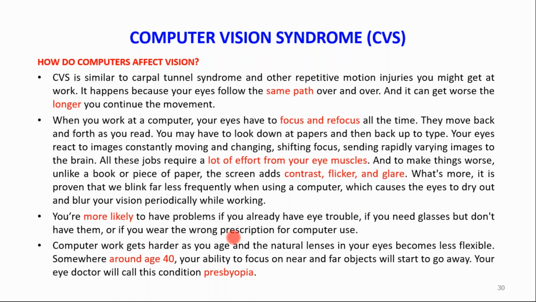Because normally when we are talking about age, 40 is the number where if your age is 40 plus, then your chances of suffering from this CVS are more, because your ability to focus on near and far objects will start to go away. Your eye doctor will call this condition presbyopia. So if your age is 40 plus and your ability to focus on the computer screen is going to reduce, then it is called presbyopia, right? So these are some of the CVS aspects.